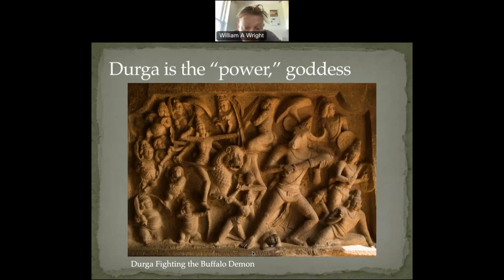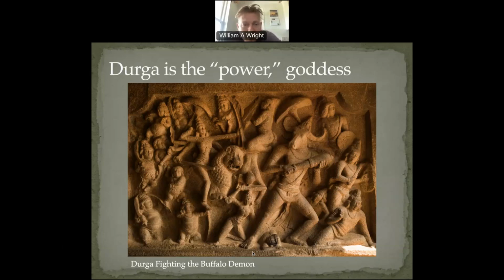This is an image of Durga fighting the buffalo demon, which, I can't help but notice the similarities with the Minotaur, right, in the past as well. And then, yeah, we see Durga riding into battle and apparently being victorious over this buffalo demon. And then that's Durga, Devi, or Shakti. They're kind of like the same, like I said.